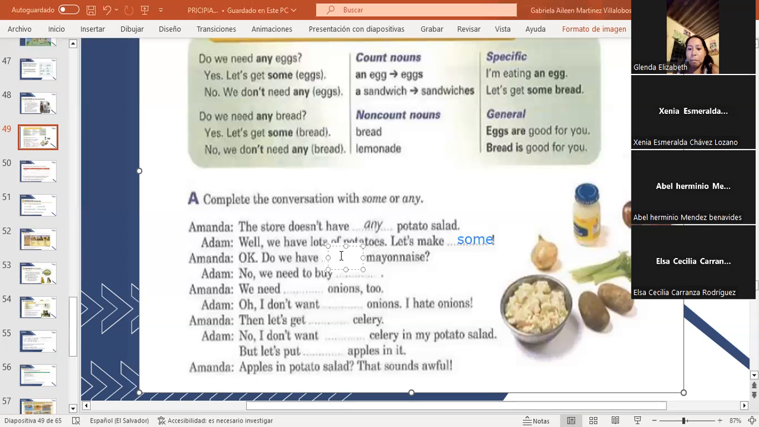Okay, do we have any mayonnaise? Why any? Because it's a question, mire. Do we have any mayonnaise? Okay, good, all right. Let's continue. No, we need to buy some, because it's not a question. Say no, comma. Ahí, aparte, ¿verdad? Comma. We need to buy some. We don't have. Thank you.